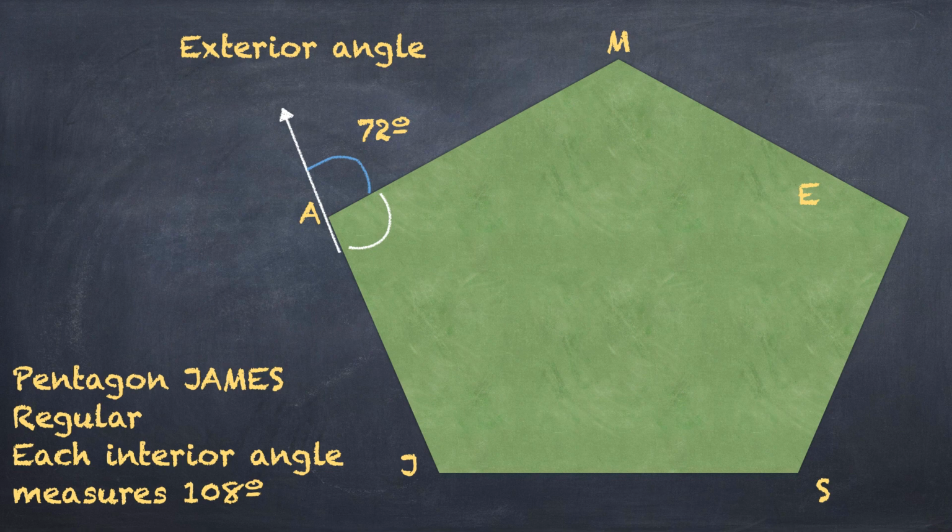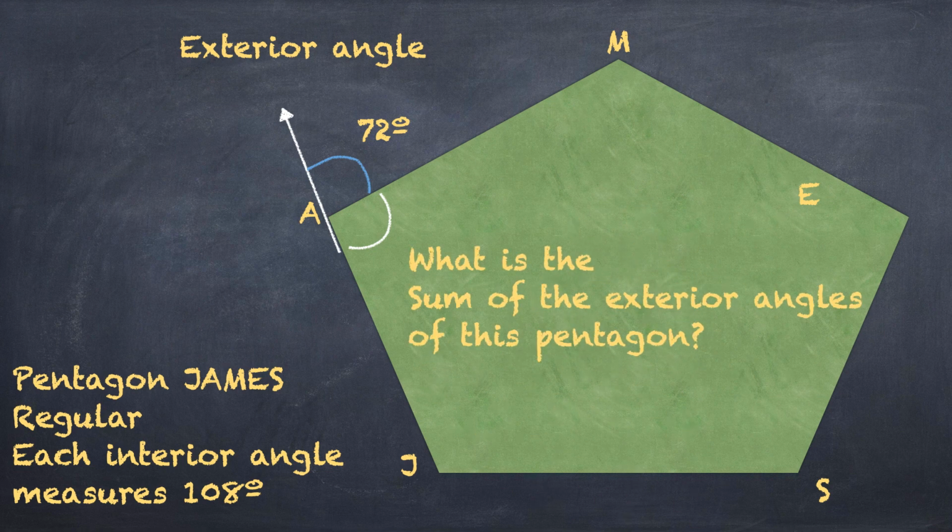Now, just for fun, let's find out what the sum of all the exterior angles of the pentagon is. In this case, they add up to 360 degrees. 72 times 5 gives me 360 degrees. Let's just keep that in the back of our minds for a moment. We're going to move on, but we are going to come back to that 360 degrees.